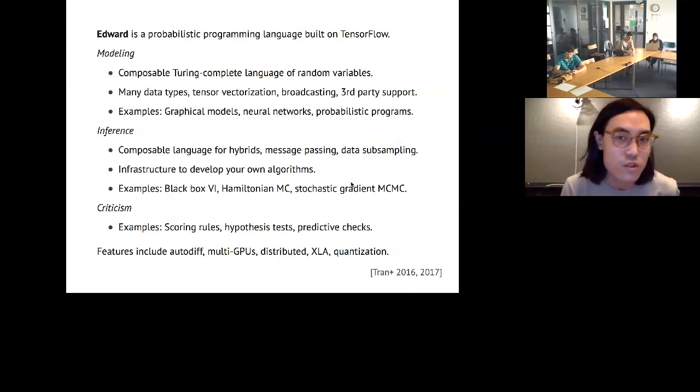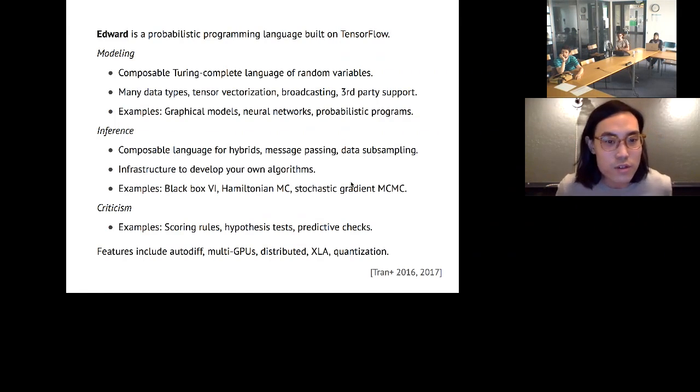You can support graphical models, neural networks, or probabilistic programs. Then for inference, you have this composable language that allows you to compose many different inferences together, and this allows you to do a bunch of hybrid techniques, which are very popular in the research literature. Examples of common inferences that have been applied in Edward are black box variational inference, Hamiltonian Monte Carlo, and more scalable versions with stochastic gradient descent combinations. And finally, for criticism, you have things like scoring rules, hypothesis tests, and posterior predictive checks.